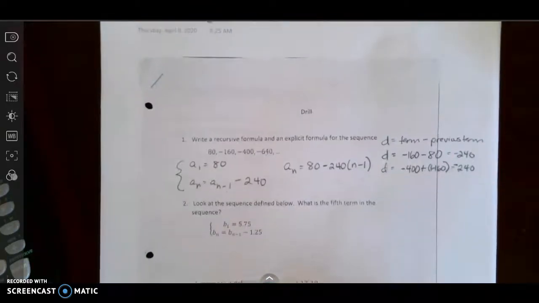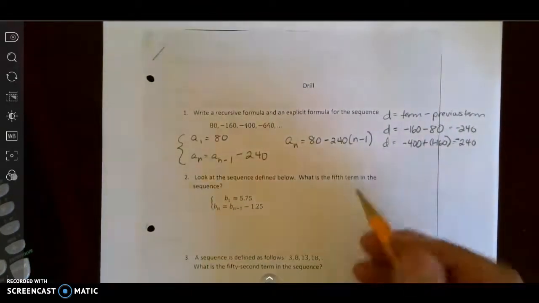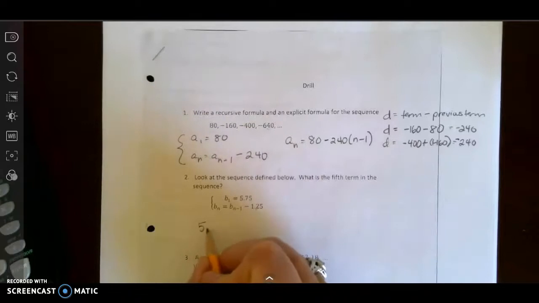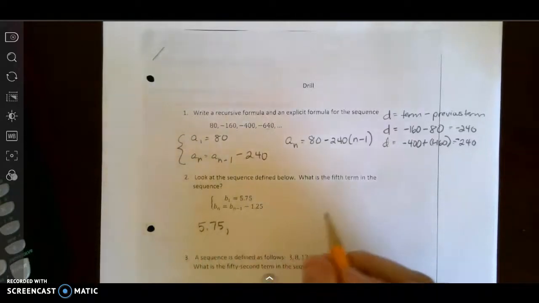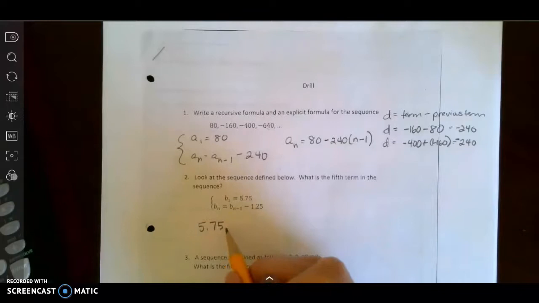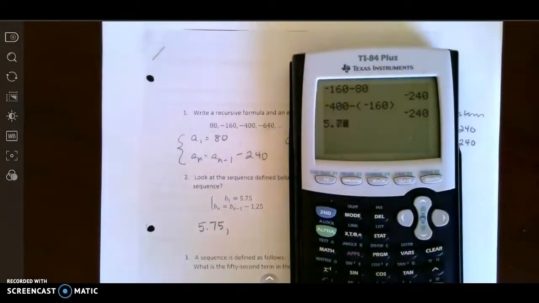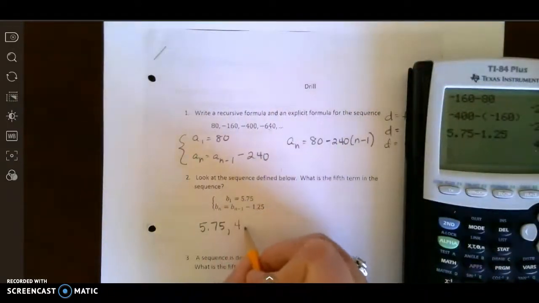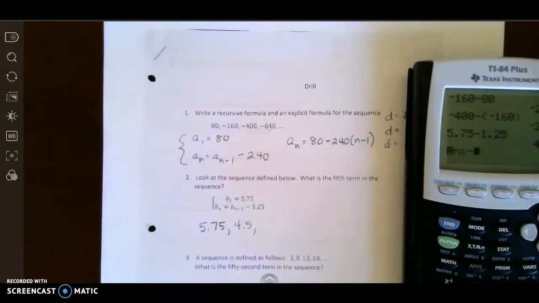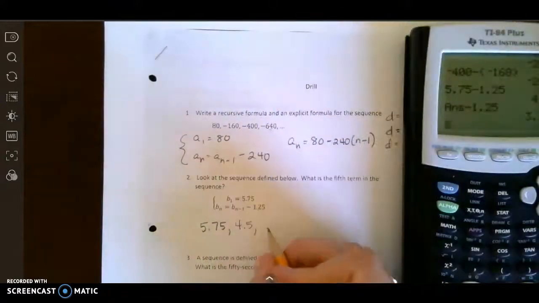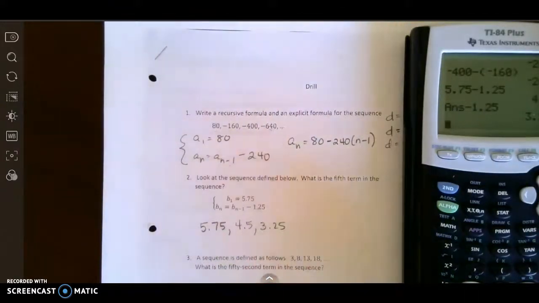Right, number 2. Look at the sequence defined below. What is the fifth term in the sequence? So this is a recursive sequence. If I want to, I could go ahead and find my fifth term recursively by subtracting the 1.25, so 5.75 minus 1.25, and get 4.5. And then I could subtract 1.25 and get the next term. And I could just keep doing this.